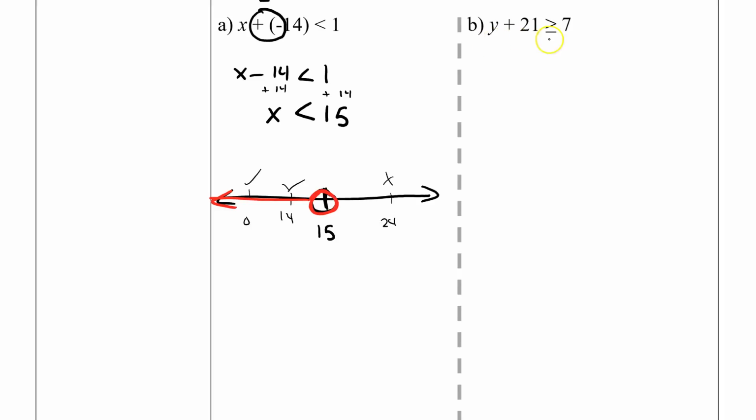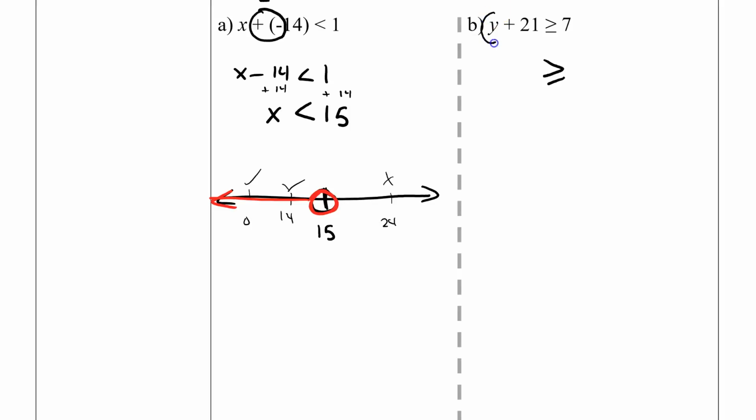Now the next example is very similar. The only thing we notice is this is a negative 14 and this is a positive 21. So guess what we're going to do to both sides? I think you know. Preemptively, I'm going to write my sign so that I keep it in the same direction. The next lesson is going to get a little trickier with the signs, but that's in the next lesson. So y plus 21 is greater than or equal to 7.